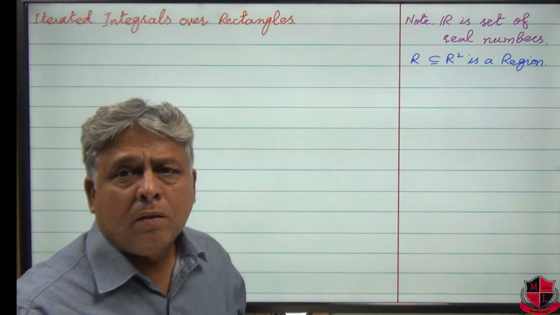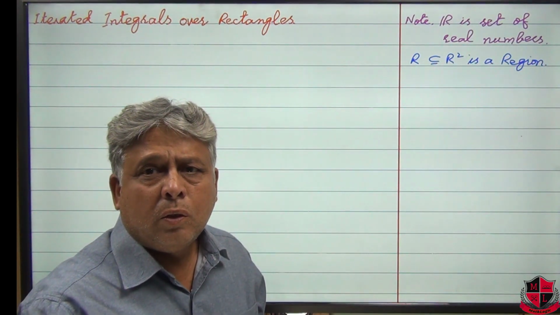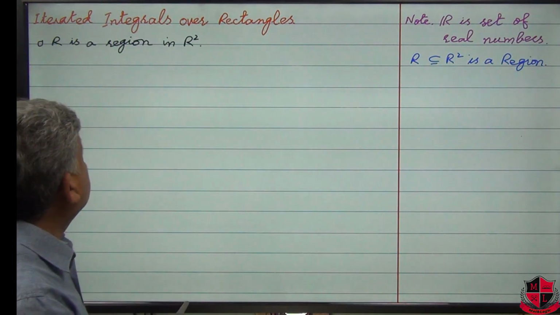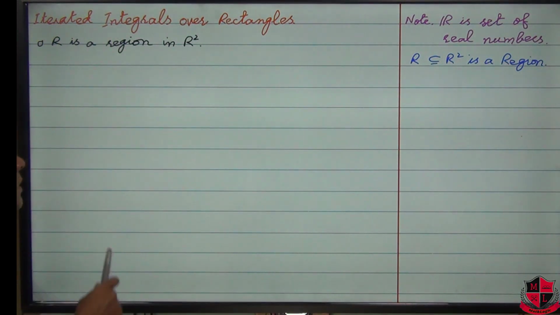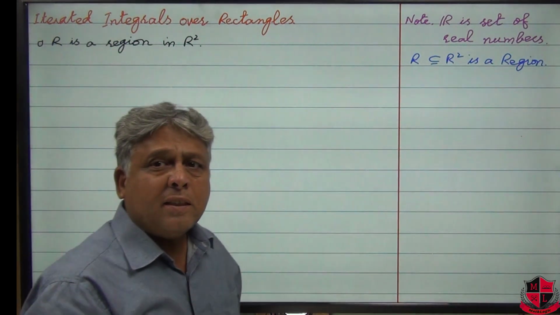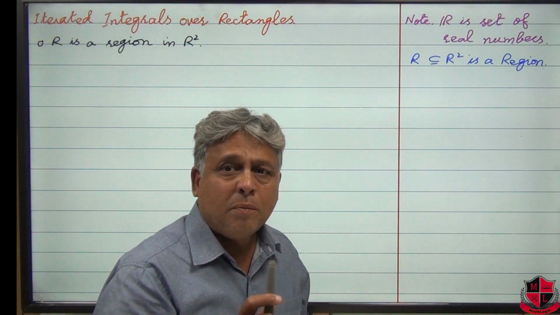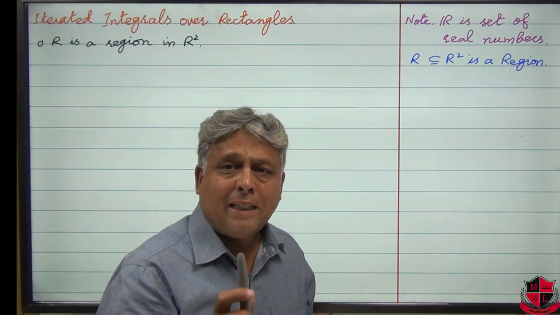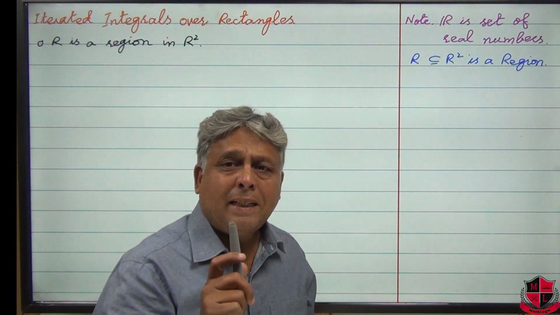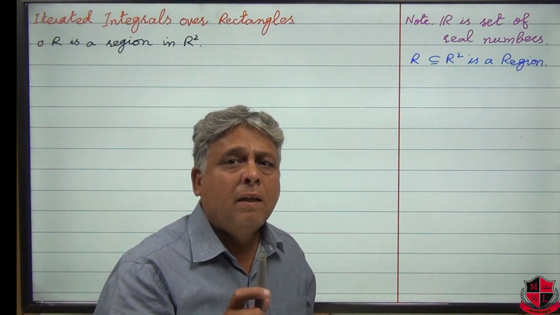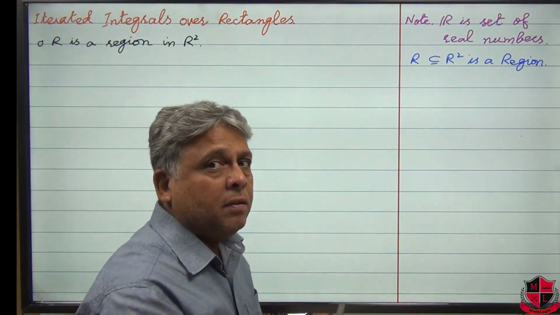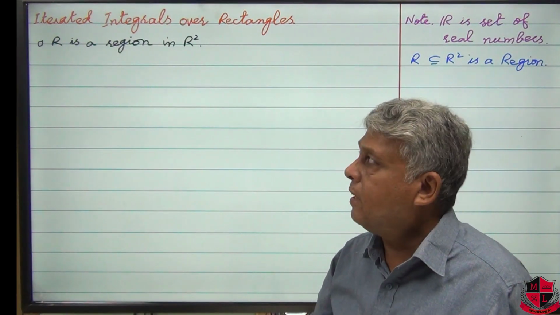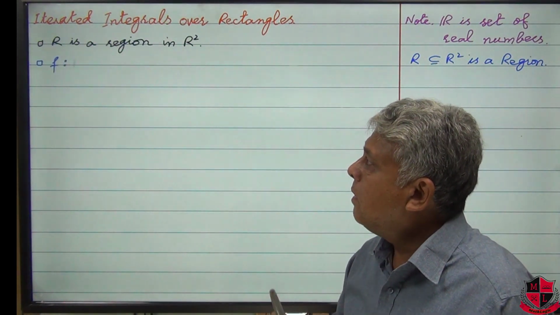What kind of region are we going to consider today? We are going to consider rectangular regions. Let's say R is a region in R square. R is a subset of R square. R square means the plane, the xy plane. If we have a set in the xy plane, then we will denote that set by R and call it a region. We are going to discuss iterated integrals, partial definite integrals over rectangular regions.